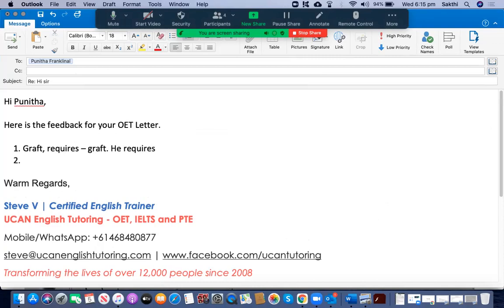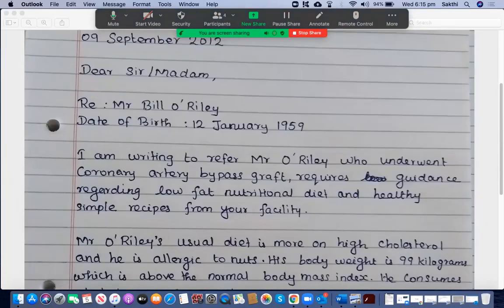That's the first mistake. It's okay. I mean, you can write down one complex sentence. The one you have written is good. You have to put a full stop here after bypass graft, and then you should say he requires guidance regarding low fat.